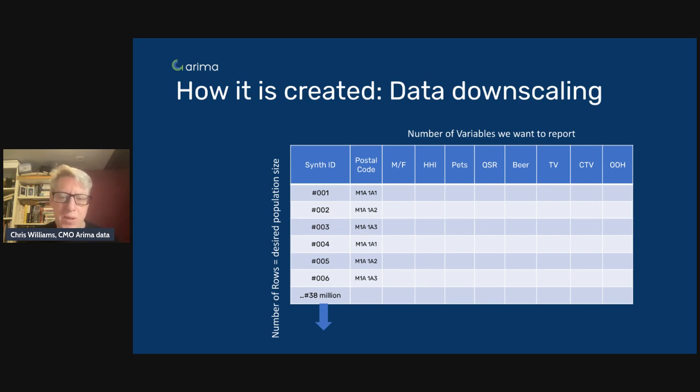We're going to have 38 million rows, a row to match each person in the population of Canada, and then as many columns as you want. We started with about 5,000 variables within the database, moving up to about 25,000 shortly. In this case, let's say there are 5,000 columns. The first column applies an ID to every one of those synthetic individuals, so they're all unique. The next column is the postal code of that synthetic individual.